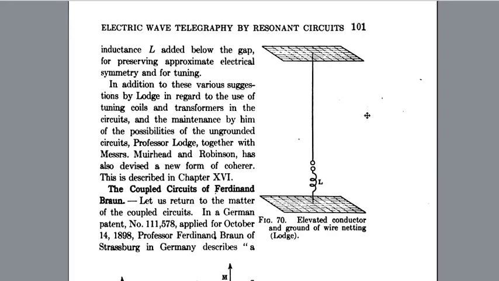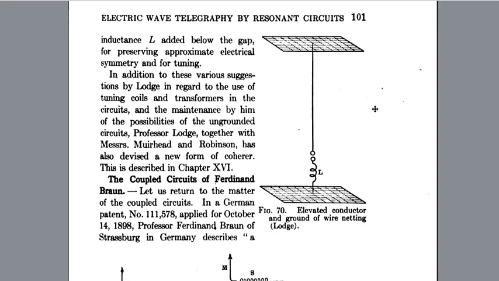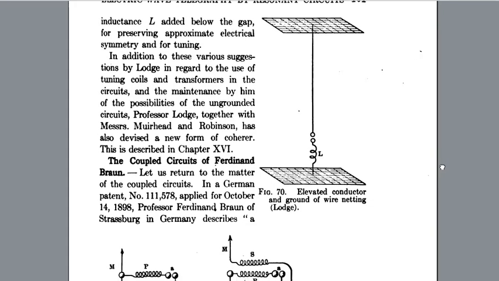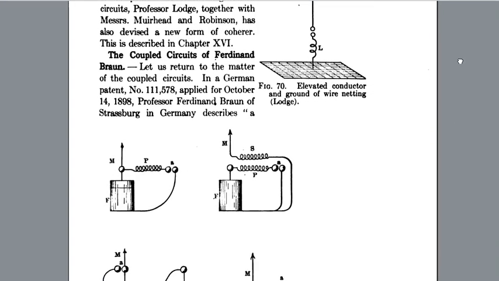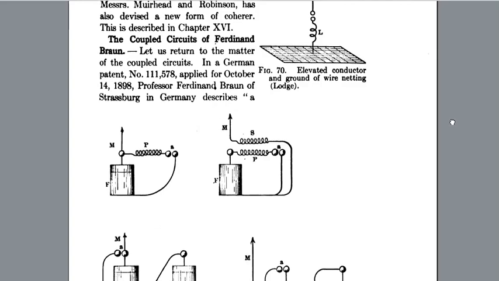In addition to these various suggestions by Lodge in regard to the use of tuning coils and transformers in the circuits, and the maintenance by him of the possibilities of the ungrounded circuits, Professor Lodge, together with Messrs. Muirhead and Robinson, has also devised a new form of coherer. This is described in Chapter 16, the coupled circuits of Ferdinand Braun. Let us return to the matter of the coupled circuits.